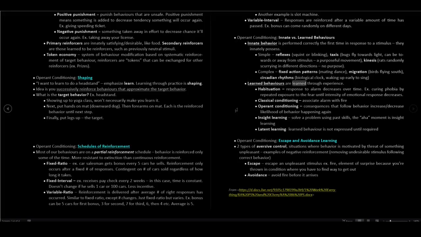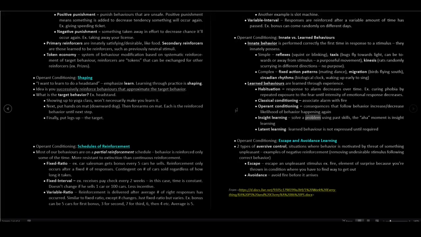Learned behaviors are learned through experience. Habituation: the response to an alarm decreases over time, for example curing a phobia by repeated exposure to the fear until the intensity of emotional response decreases. Classical conditioning: associate the alarm with fire. Operant conditioning: consequences that follow a behavior increase or decrease the likelihood of the behavior happening again.